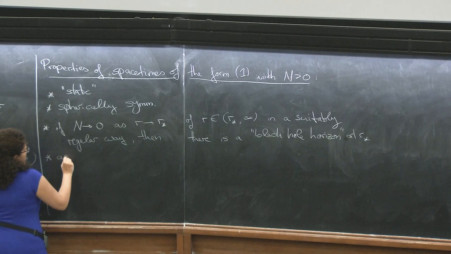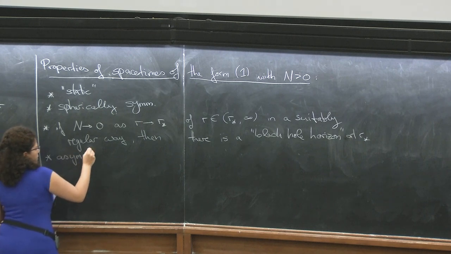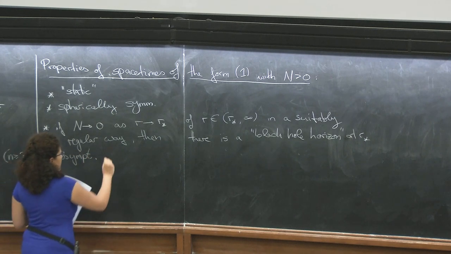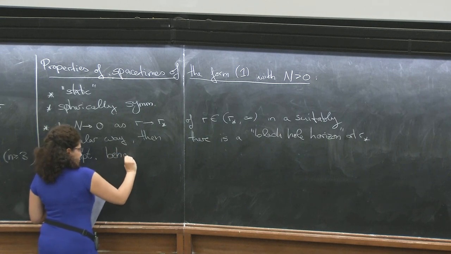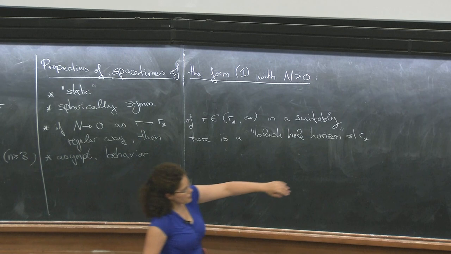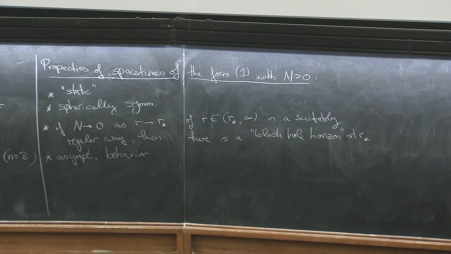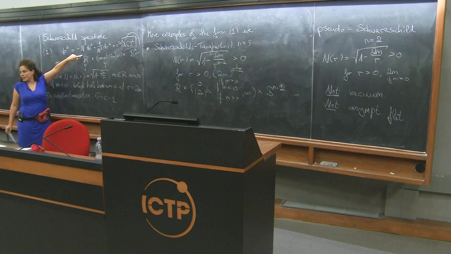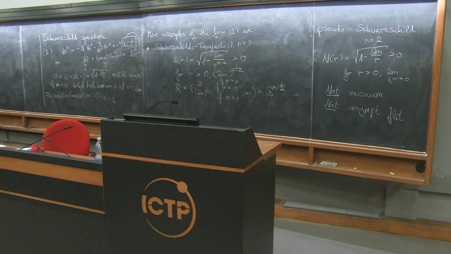The asymptotic behavior, and you've heard a lot about that, I presume, in Rick Shane's lecture, can be specified just by specifying the asymptotics of this function n, because n is the only free function in this metric. Okay, so that's why they're good toy models.